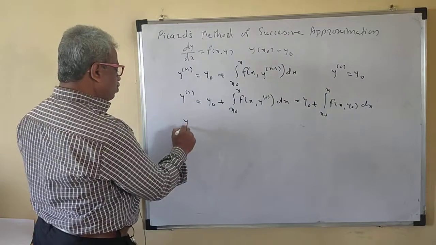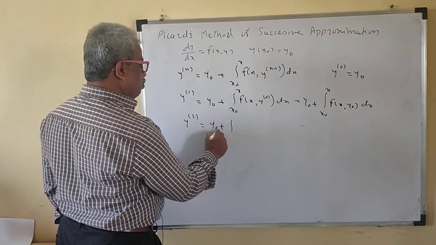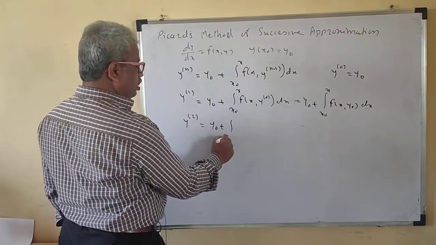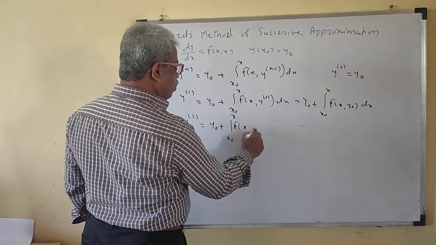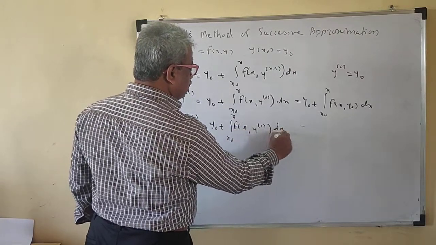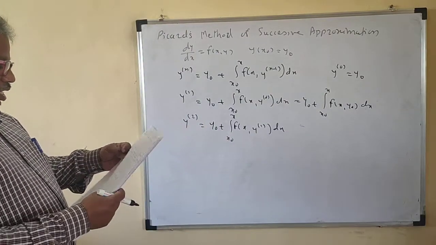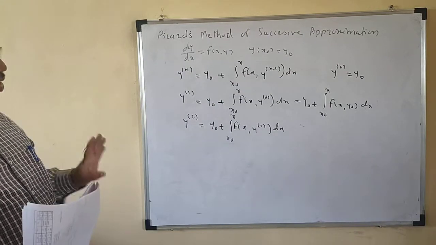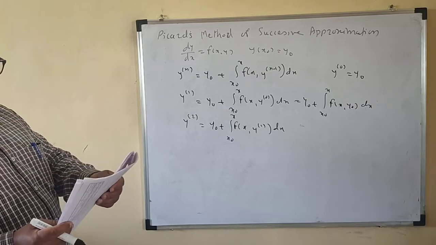What is your y2, for the second one? y2 is what? y naught plus, y naught is fixed now everywhere, integral from x naught to x of f of x, y of 1, dx. Okay, so this is the important thing here. Only you have to remember the formula here. With the help of this one, we will solve some simple problems.